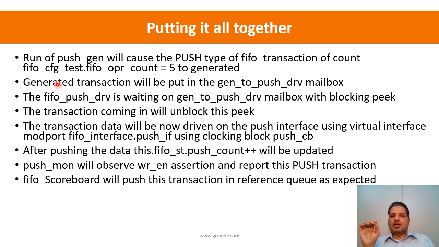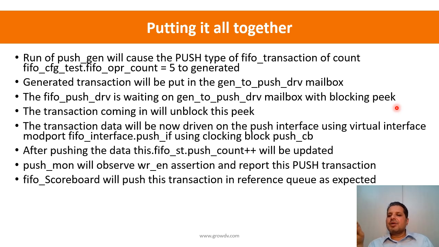All 5 of them will not get generated in one shot. The repeat loop within the gen push will run for 5 times. Every time through the loop, it will generate one transaction and put it into the gen to push driver mailbox, right? And the FIFO push driver is actually waiting on the gen to push driver mailbox with a blocking peek. Blocking means it is waiting, right?